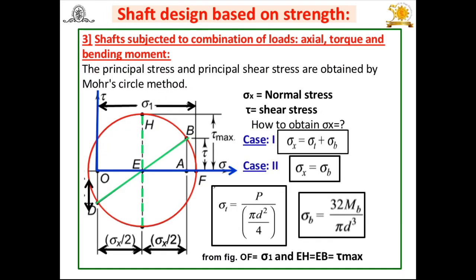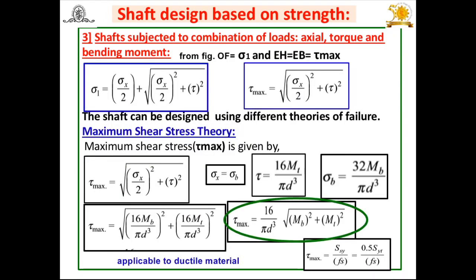But when we are going to find out the tau max, maximum shear stress, this EH is equal to EB, and already we have calculated this hypotenuse from this triangle, so you will get tau max is equal to under root (sigma x by 2)² plus tau². That means shafts, when subjected to combined load, should be designed by using different theories of failure. And there are two different theories of failure. Consider now the maximum shear stress theory, so you will find this equation which is applicable to that.